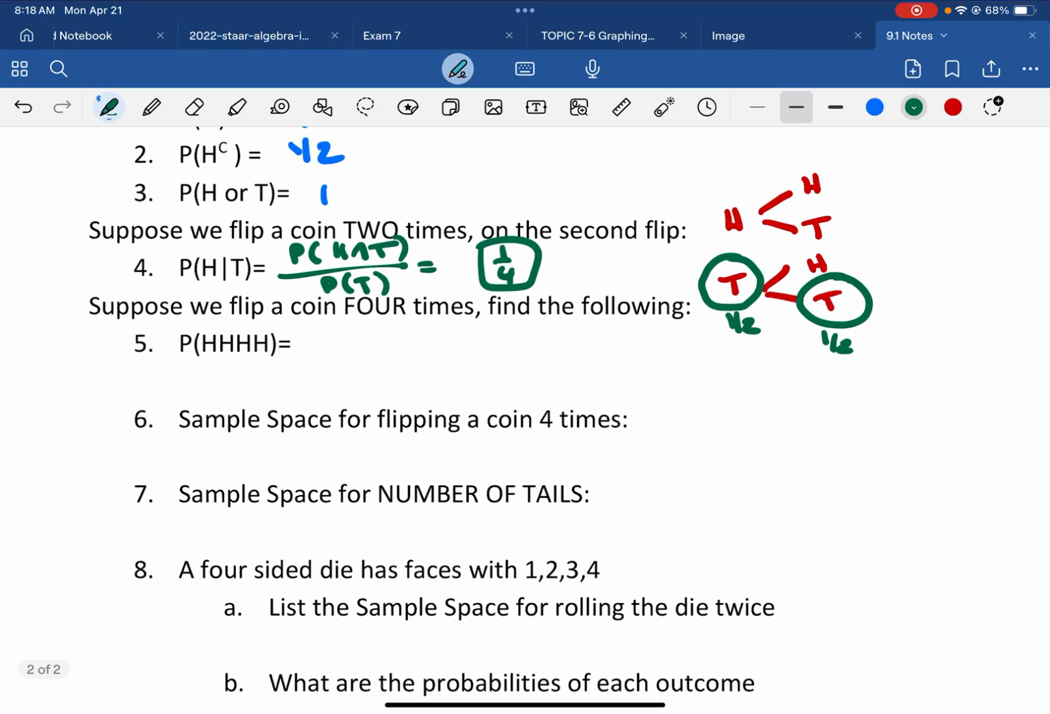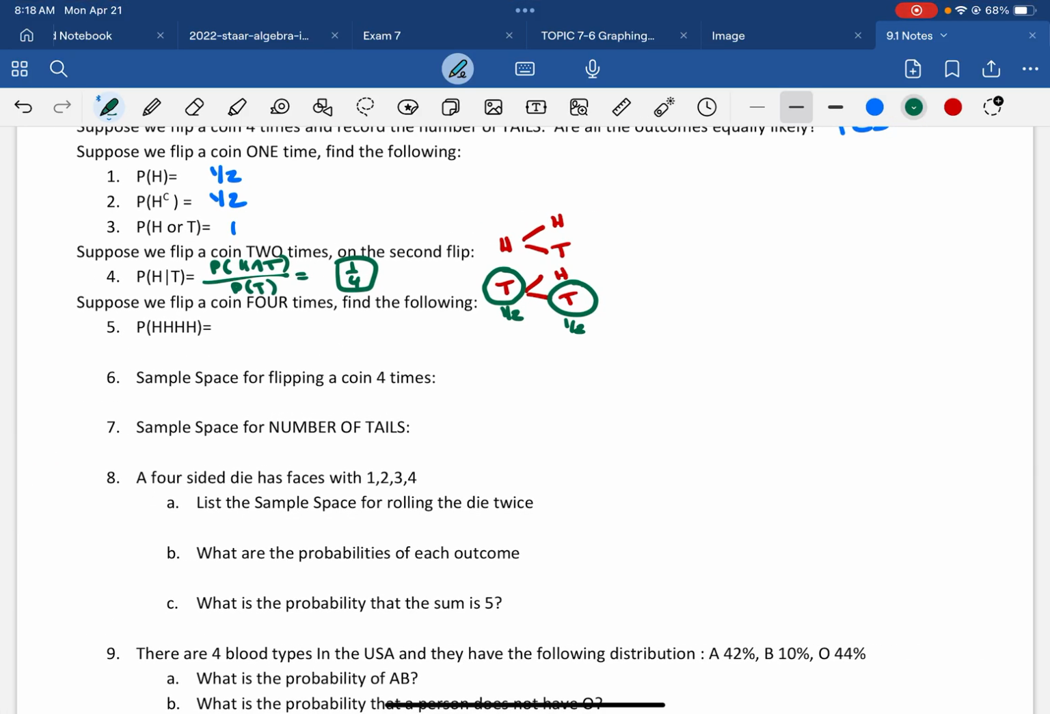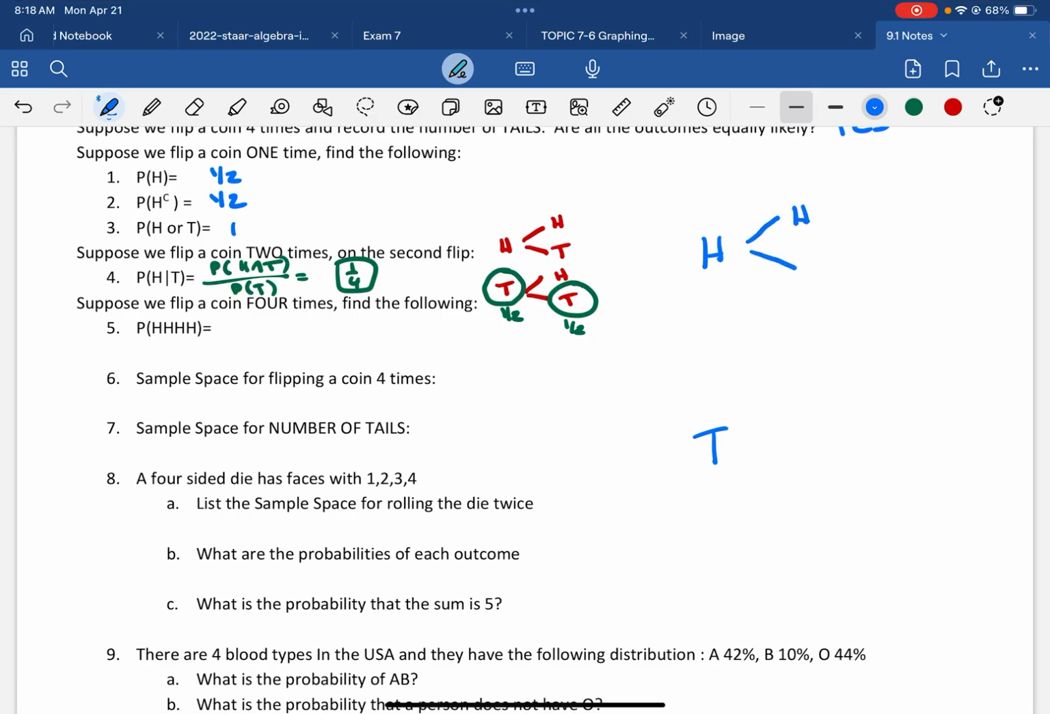Okay. All right, the next few, we're flipping a coin 4 times. We're going to flip a coin 4 times. So I think I have enough room to make our tree diagram out to the side. Okay, so I'll show you what this would look like, 4 flips. We got our first flip, heads, tails. Second, third, and then finally my 4th flip.